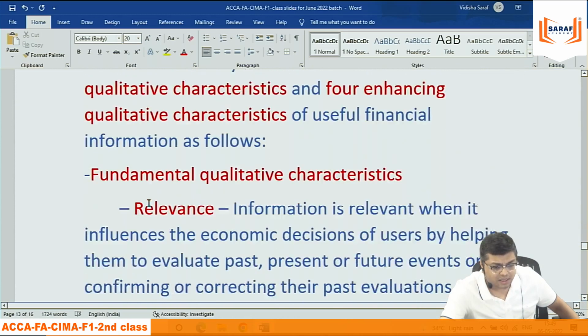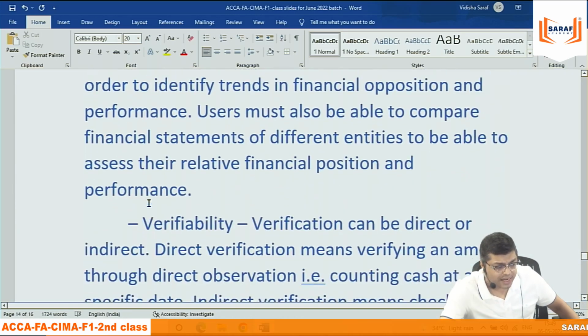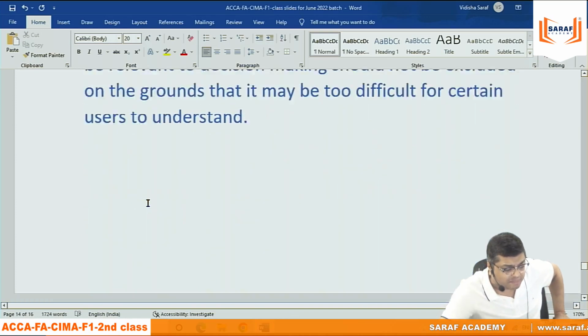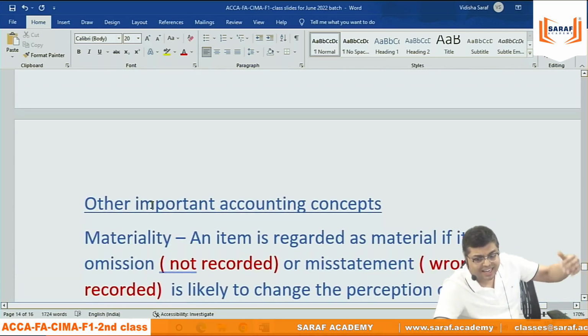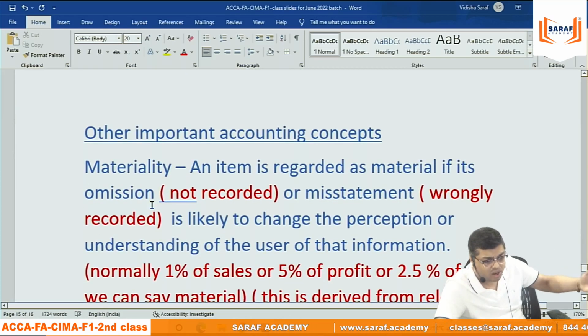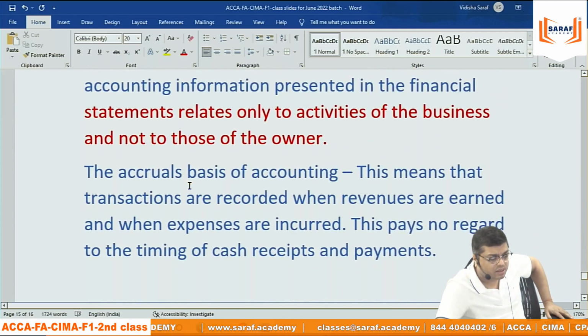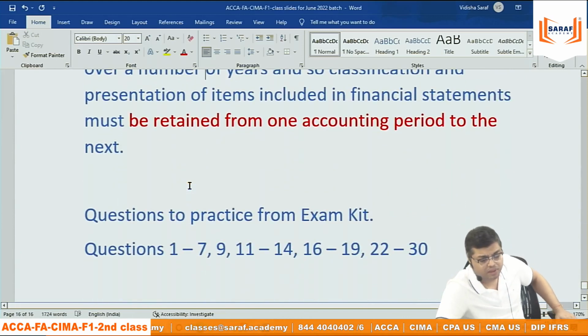Fundamental characteristics, which are relevance and faithful representation. And enhancing characteristics: comparability, verifiability, understandability, and timeliness. And then some other concepts which are not written in the framework, but are other concepts: materiality, substance over form, going concern, business entity, accrual concept, prudence and consistency.